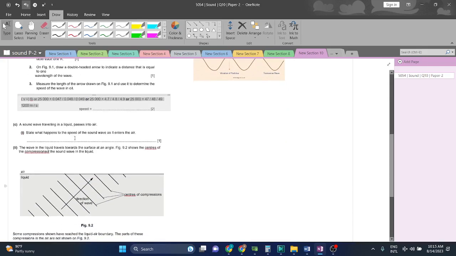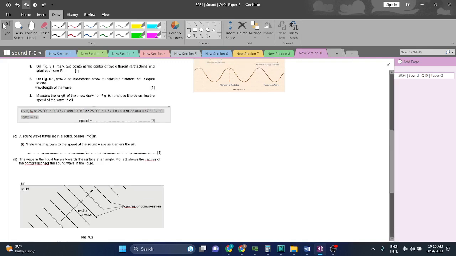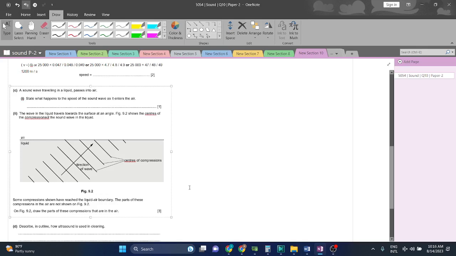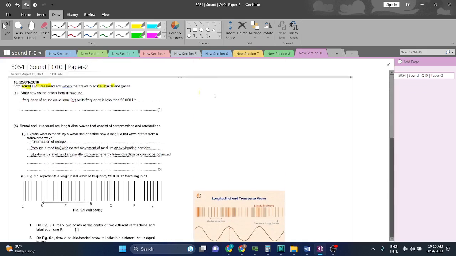आगे चलते हैं. A sound wave traveling in a liquid passes into air. State what happens to the speed of the sound wave as it enters the air. अच्छा आपको तो पता ही होगा कि the speed of sound is the greatest in solid. After that, it is the greatest in liquid, and after that, it is the greatest in air, I mean gas. पहले सबसे ज्यादा सॉलिड में, उससे कम लिक्विड में, उससे कम गैस में. तो जब लिक्विड से एयर में जाएगा, the speed will decrease.